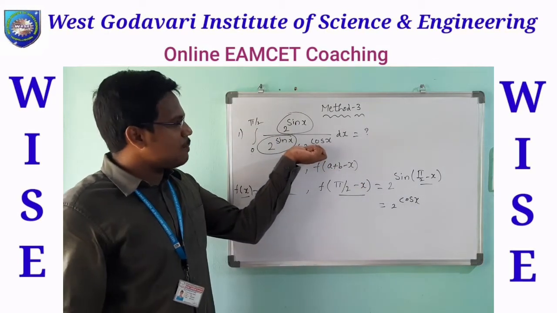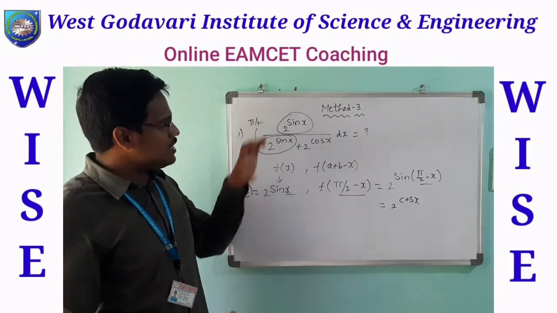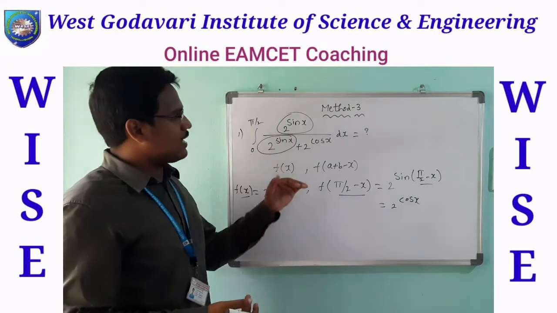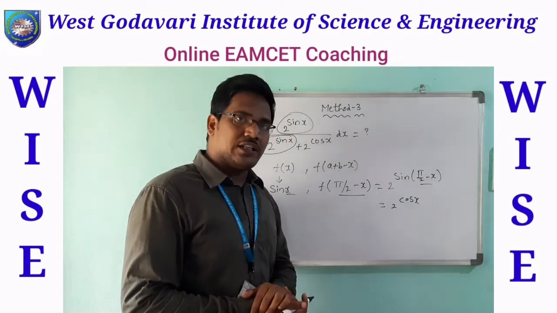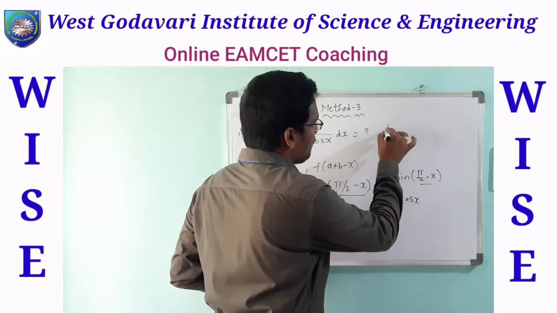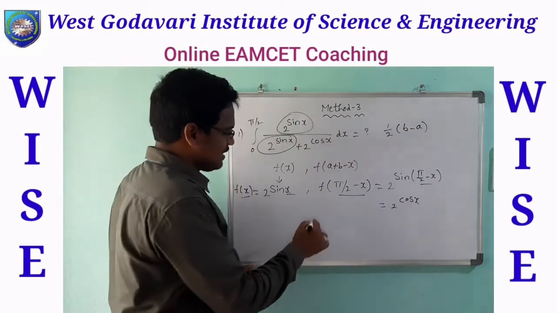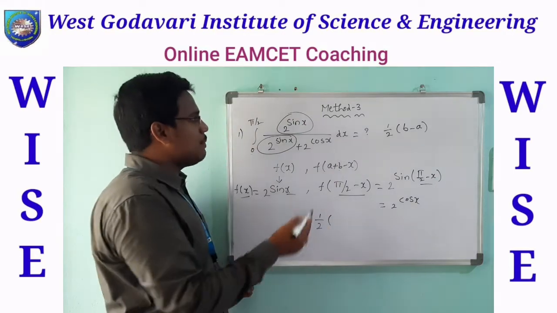So the same format is available in the denominator. Hence the format is suitable for our method 3. So no need to check. So directly we can get the result by substituting the b and a values. So the result is 1 by 2 of b minus a. So hence the result of this problem is 1 by 2 b minus a.